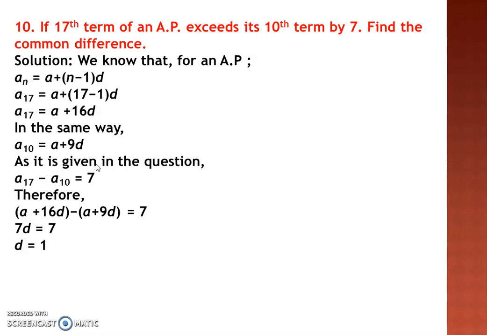Find the common difference. So A17 is A plus 16D and A10 is A plus 9D. So just subtract the two. When you subtract, in that process A will automatically get eliminated and then you can solve for D. D will be the only variable that will be left after A gets eliminated. So D is coming as 1.